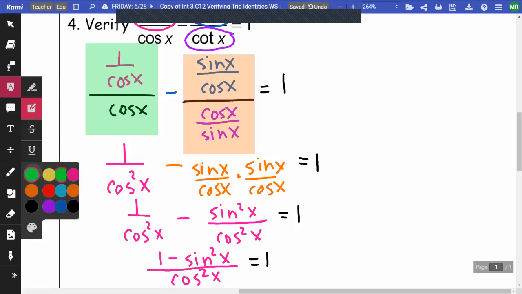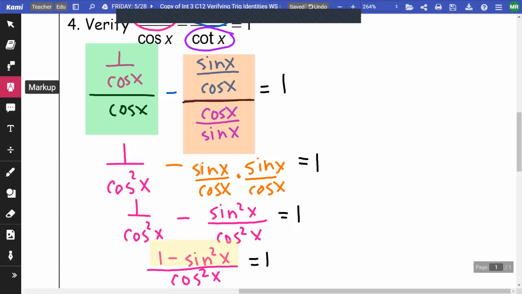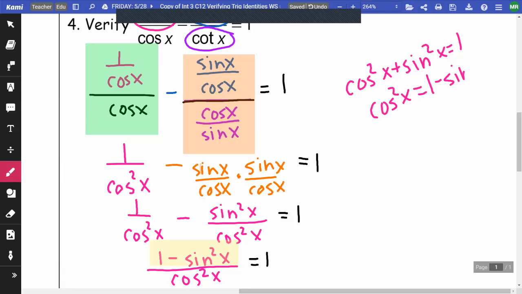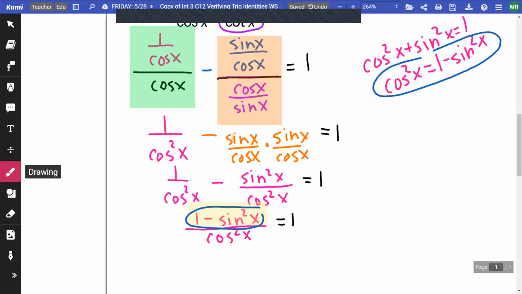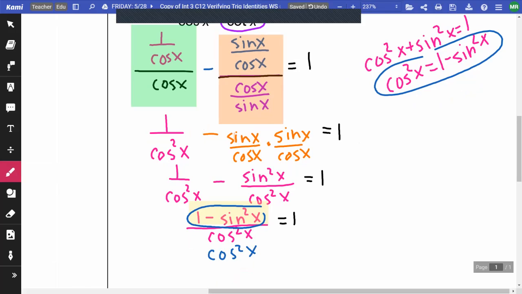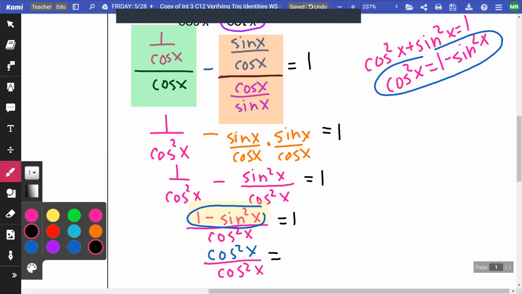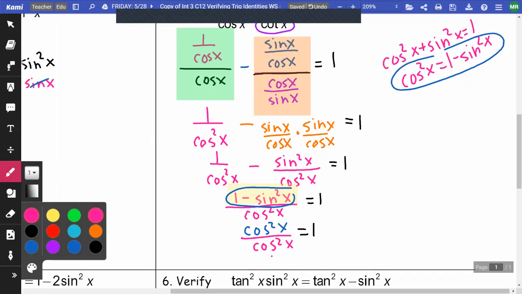And then remember the Pythagorean identity, that cosine squared x plus sine squared x equals 1. So if I keep the cosine squared x on this side and subtract my sine squared x, I see that this right here is the same as this, so I can rewrite it as cosine squared x. So I'm going to have cosine squared x over cosine squared x equals 1. And so I get 1 equals 1. There we go.